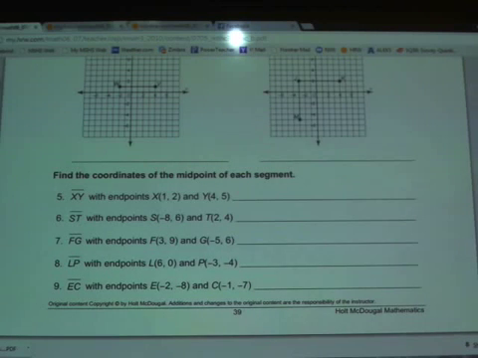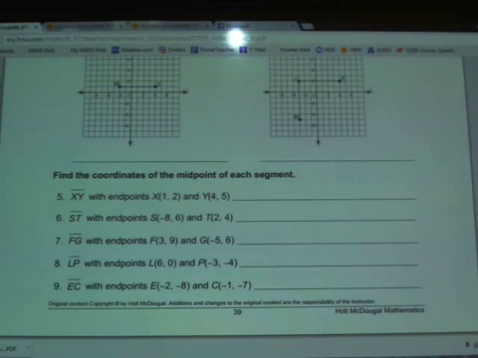Now, in questions 5 through 9, they're asking us to find the coordinates of the midpoint of each segment. What would be really great is if all these line segments ran parallel to the grid lines on the coordinate grid, because then they would just be horizontal or vertical lines and we could just count this off. But as you can see, these questions are not that. They are lines that run diagonally across the coordinate grid.